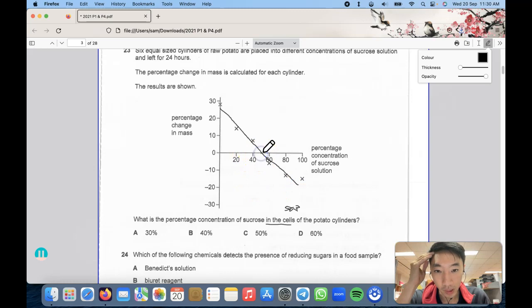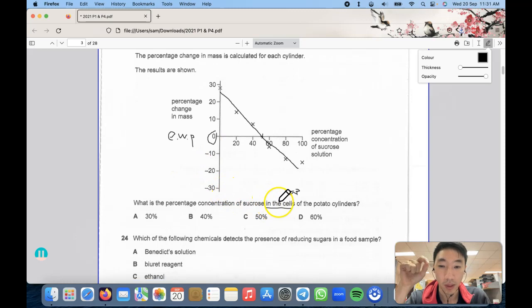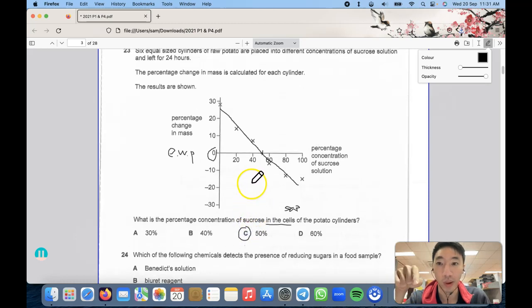Okay, so you see the point of intersection here, right? This is the point where there's no change in mass, and therefore there's equal water potential, EWP, right? I say so, equal water potential with the cell sap as compared to the solution around it. So the answer is 50.